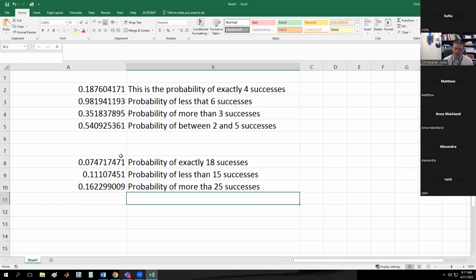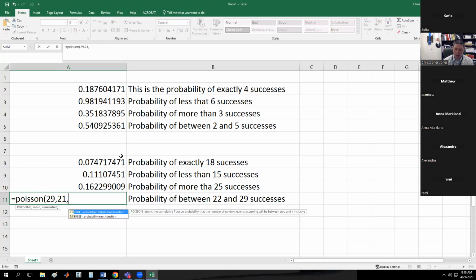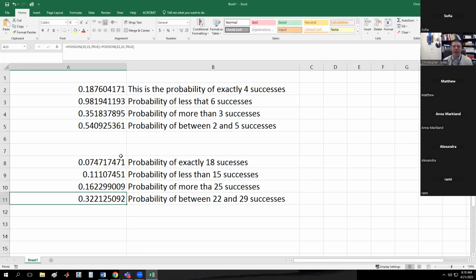Right, and then finally, if I want to know the probability of between, let's say 22 and 29 successes. Similar to our binomial distribution, what I would do is I'd type in 29, I'd type in 22, and I would subtract those two probabilities. So equal Poisson of 29, comma, 21, comma, true, minus Poisson of 22, comma, 21, comma, true. If I execute that, I get a 32% probability.